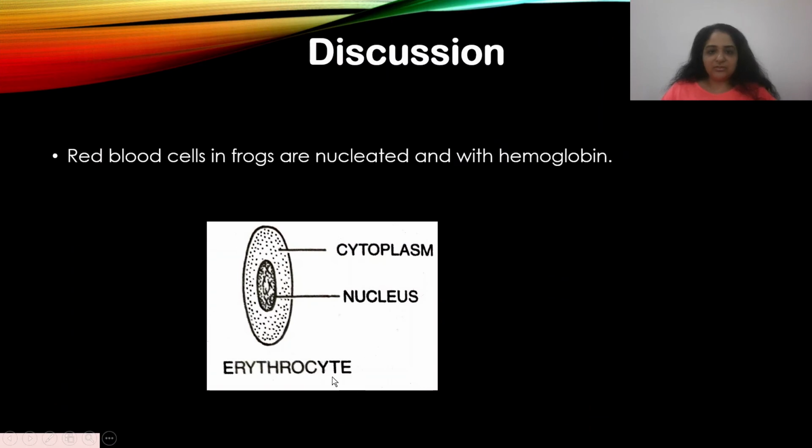So this is the erythrocyte of a frog. You can see the nucleus, although the hemoglobin is not really shown here. And there's a cytoplasm. So red blood cells in frog are nucleated and with hemoglobin. Okay, clear?